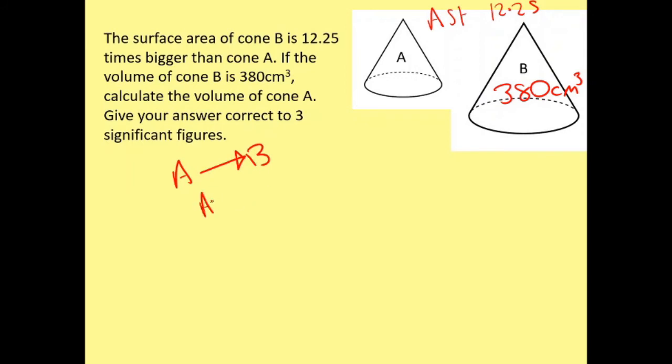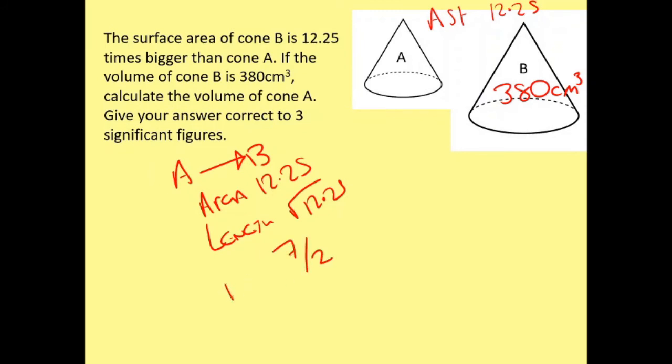Now, first of all, we need to look at this from A to B. Because my area scale factor is 12.25, if I want to find my length, I'm going to have to square root 12.25. So in your calculator, type in 12.25 and square root it. I get 7/2. Yes, that's my length scale factor from A to B. We're talking about volume really, so I need to cube it first. So remember to put this into brackets if you're doing it as a fraction. So 7/2, all of it cubed, means I get 343/8. Yeah, and it's my volume scale factor.